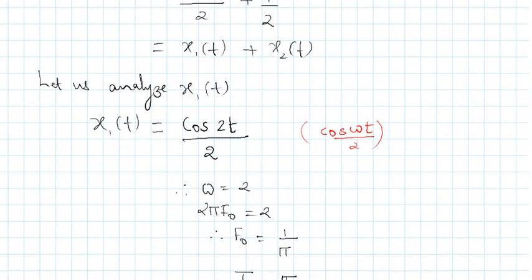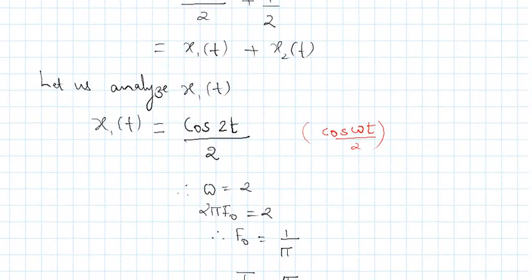So I'll compare it with the standard representation. The standard representation is cos omega t by 2. So when I compare the given signal with the standard representation, I get the value of omega. So what is omega? Omega turns out to be 2.